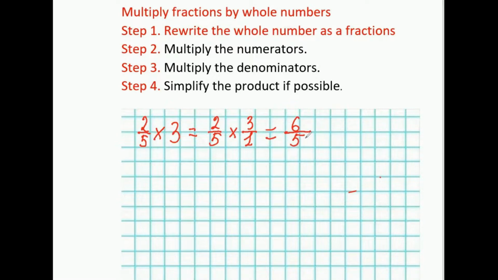It's not possible to simplify, but what we see here, we have an improper fraction, when the numerator is greater than the denominator. So we can rewrite this fraction like a mixed number. You get a 1 and 1/5. Good job. We finished solving this problem.